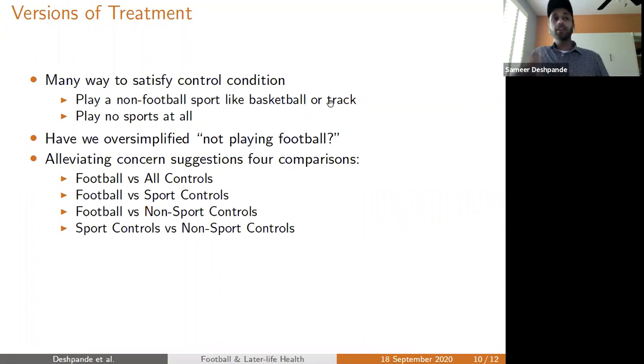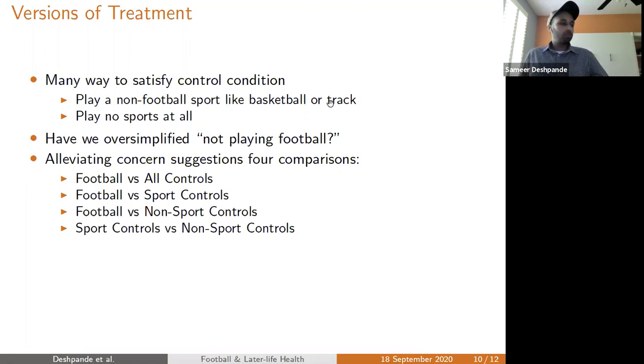Then you compare the football players to the people who didn't play any sports in high school at all. And finally, you compare the sport controls and the non-sport controls. And you can make the argument that if we could demonstrate a logically consistent effect in all four of these comparisons, then we really have isolated what you can say is specifically an effect of playing football.